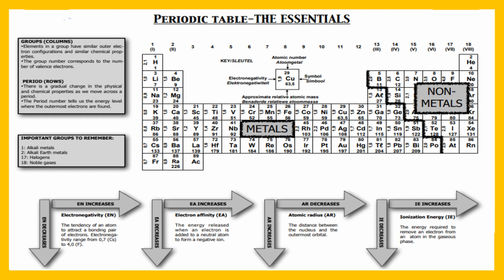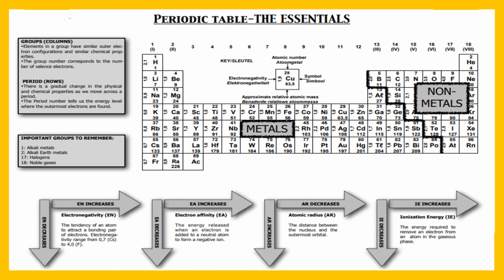Some important groups to remember from the periodic table are four. Number 1, number 2, number 7 or also 17, number 8 also 18. Number 1 is alkali metals, number 2 is alkaline earth metals, number 7 is halogens, and number 8 is noble gas. From the periodic table, we can see the elements' electronegativity, electron affinity, atomic radii, and ionization energy trends.